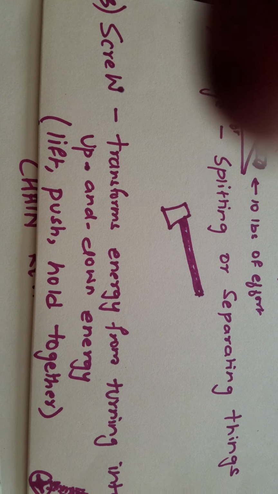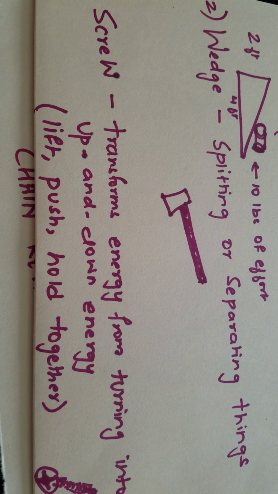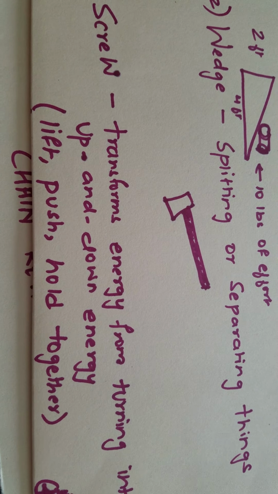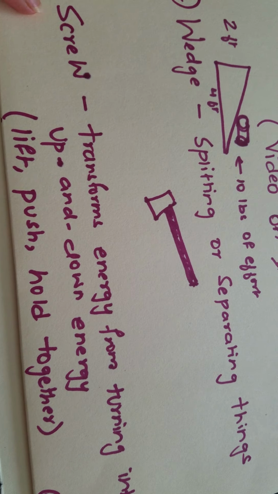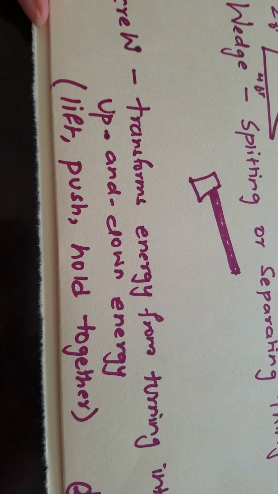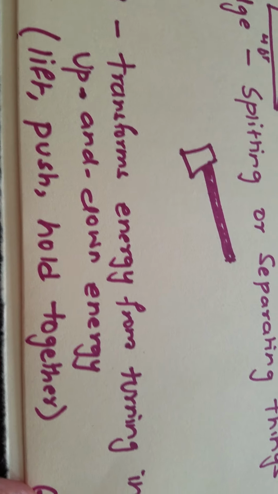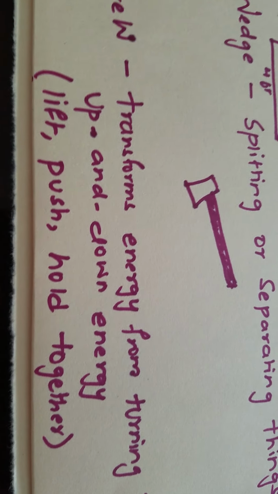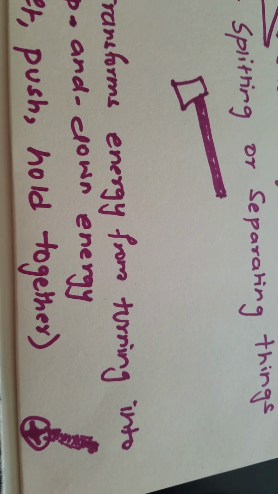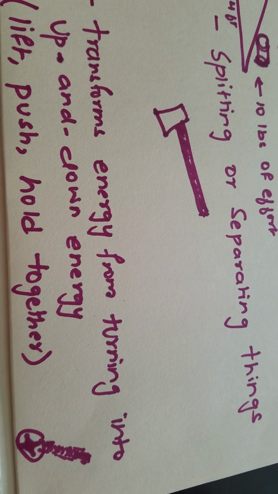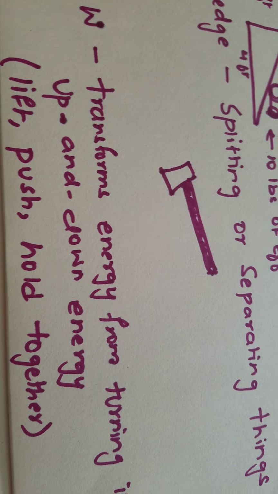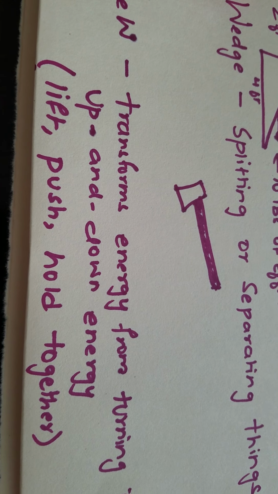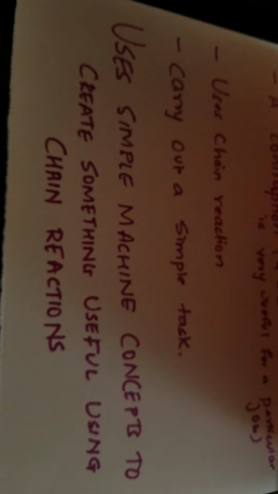A screw is something that transforms energy from turning into up and down energy. So what it can do is lift, push, hold together. So a screw looks like this. I just attempted to draw this, but basically a screw transforms energy from turning into up and down energy. So that's lift, push, hold together. That's what the screw does. So the functions of the screw.